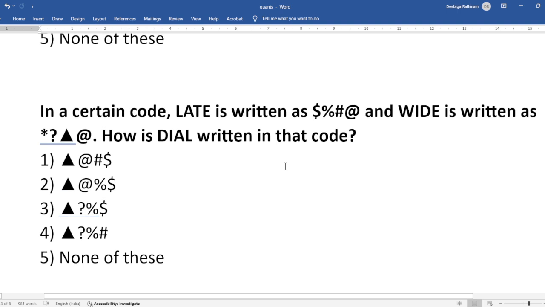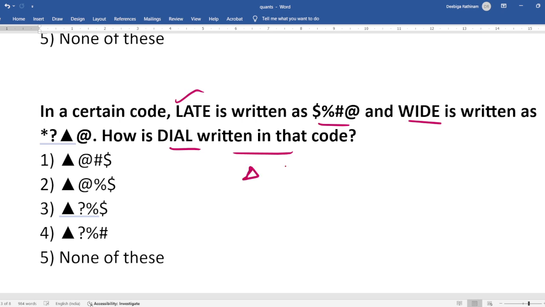In a certain code, late is written in this way, and how would wide be written in this way? How is dial written? So you'll have to analyze these two and come to a conclusion. So we already have D. So D is coded as triangle, and then I is coded as question mark. So triangle, question mark. So you've got these two, right?